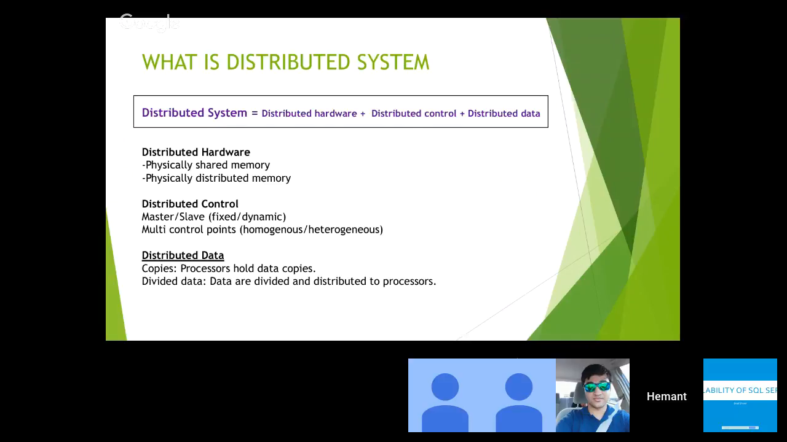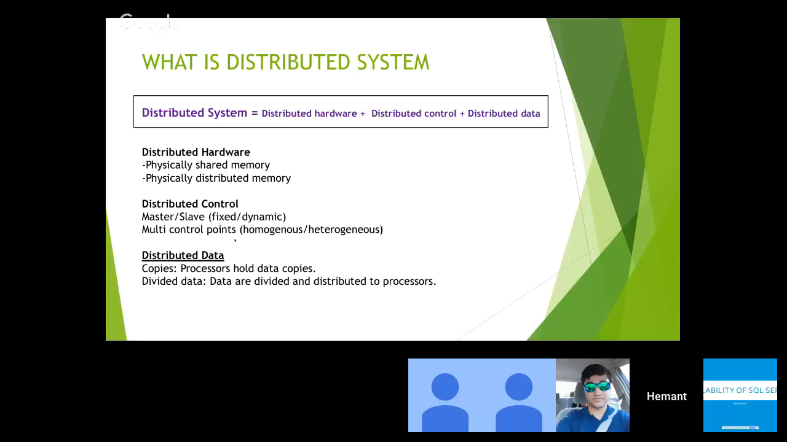Generally, distributed hardware means we share the same physical memory, or have physically distributed memory. Once we come to distributed control, we have either master-slave, which is a fixed scenario, or dynamic, in the sense that if a master dies, then somebody takes over and becomes the master. That becomes dynamic. And then multiple control points, in the sense that you have one sector of resource managing that, or a heterogeneous system of systems managing that.